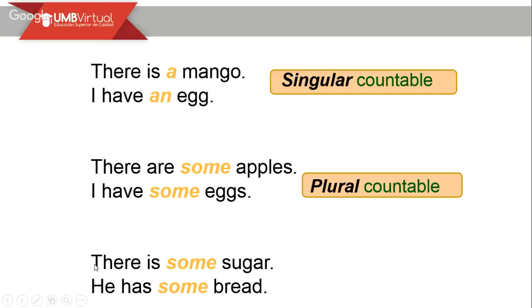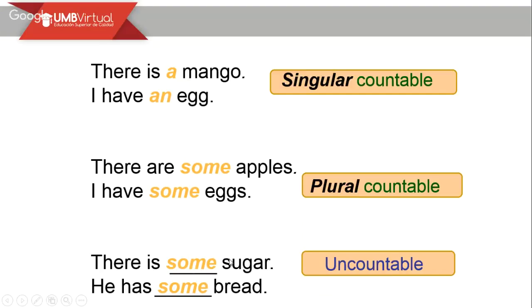Now we are going to move to there is. There is some sugar. We can also use some to mention uncountable things. There is some sugar because we don't know how much sugar there is in a place. How much sugar is there? So we use some for uncountable. He has some bread. Bread is not countable as the noun in general. We can count the pieces of bread, so that is a measure, pieces. But the bread is not countable as itself.